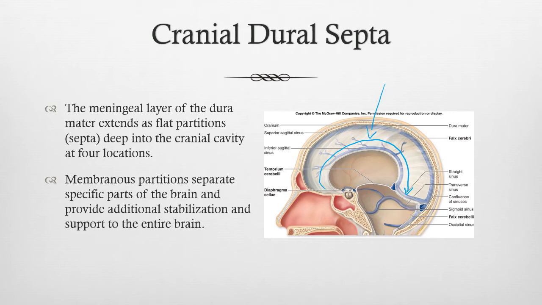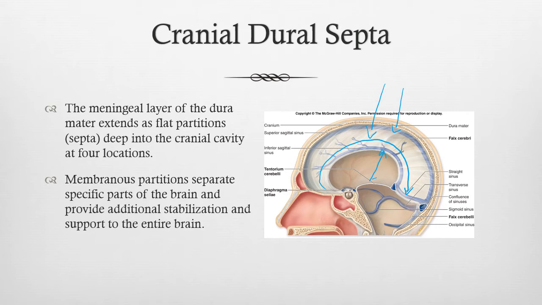This is going to separate the two. It contains the superior sagittal sinus, so we've got a big blood vessel that runs along the length. And then we have the inferior sagittal sinus as well, running along the falx cerebri.